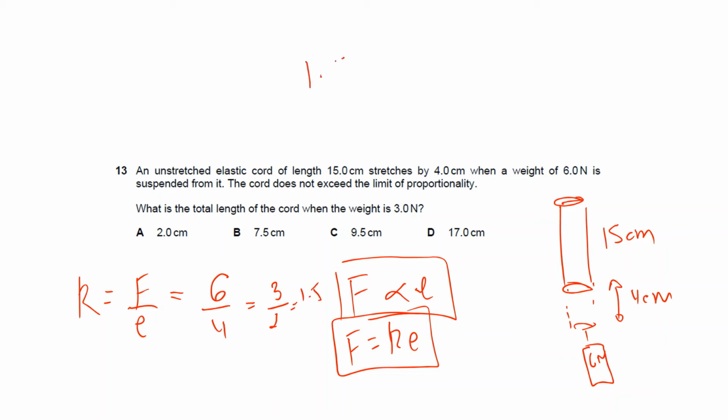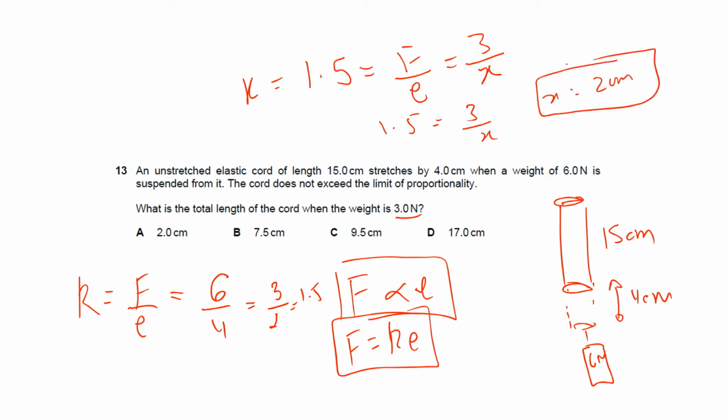Now, using this k, because the limit of proportionality is not exceeded, I can consider this k to be 1.5 and then also equate it to another F over e, in which case our force is 3 newtons and the extension is what we are interested in. So this will basically be 1.5 = 3 over x, and so x is going to be 2 centimeters. Now remember that this is the extension and not the total length. They want you to find the total length. The length initially was 15 and the extension is 2 centimeters when you apply a force of 3 newtons. So the overall length would be 17 centimeters. So the answer is D.